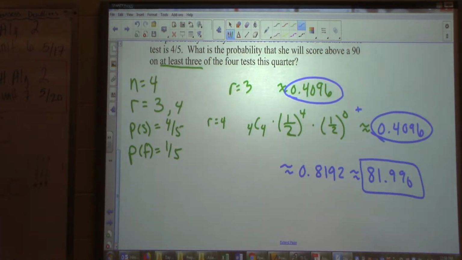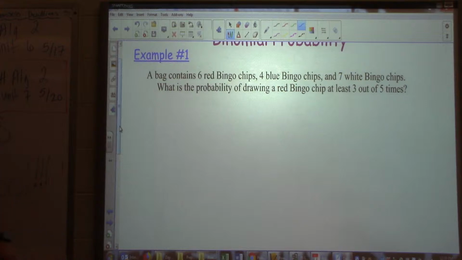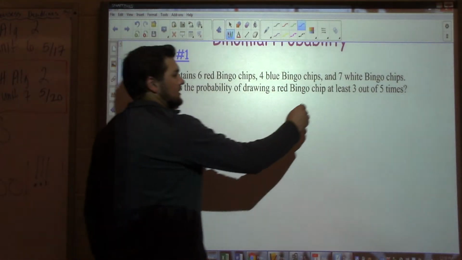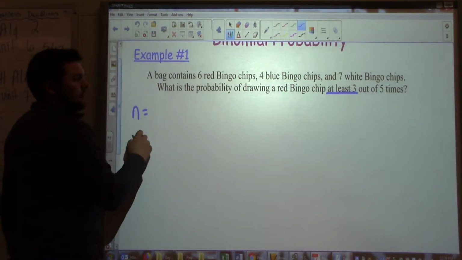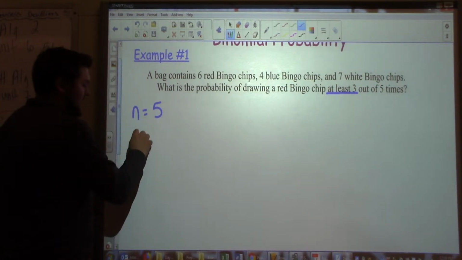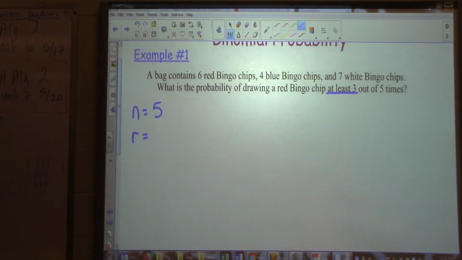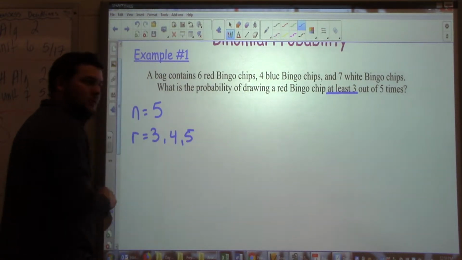I think we have, what, 2 more problems to try? Okay. Let's try another one. A bag contains 6 red bingo chips, 4 blue bingo chips, and 7 white bingo chips. What is the probability of drawing a red bingo chip at least 3 out of 5 times? Well, my n value, my number of trials, is 5. I'm pulling 5 times. My r value, at least 3 could mean what? 3, 4, or 5. So I need to do all 3 of those.